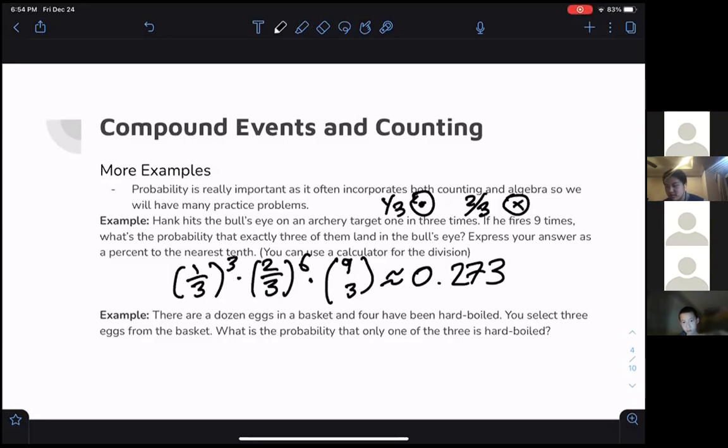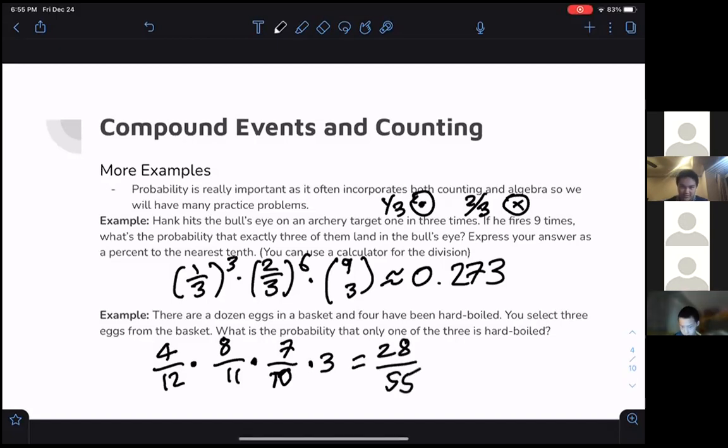So basically, first we find the probability of getting a hard-boiled egg. So that's 4/12, multiplied by the probability of not getting a hard-boiled egg. Without replacement, that's going to be 8/11 since we took one egg already, and then times 7/10, which is finding another non-hard-boiled egg. And then you multiply all of this by 3 to account for which egg can be hard-boiled out of the 3 eggs, and you multiply all those together to get 28/55.